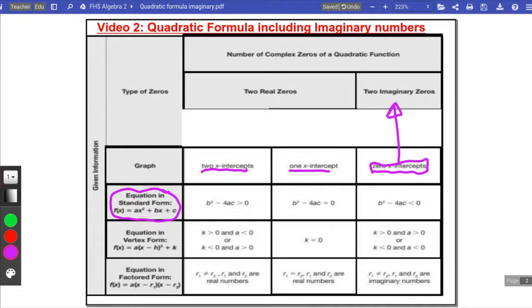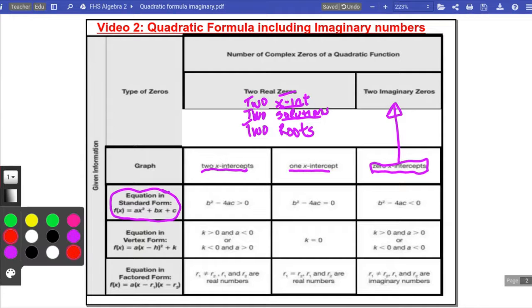All right, let's go back and look at some stuff that we talked about in the past. So two real numbers, two real zeros, also known as two x-intercepts, or I also call it two solutions. We call it zero, we call it x-intercept, we call it solution. Is there anything else that I'm forgetting? The famous one, the one that starts with R, roots. All right, so I'm going to go back to red.